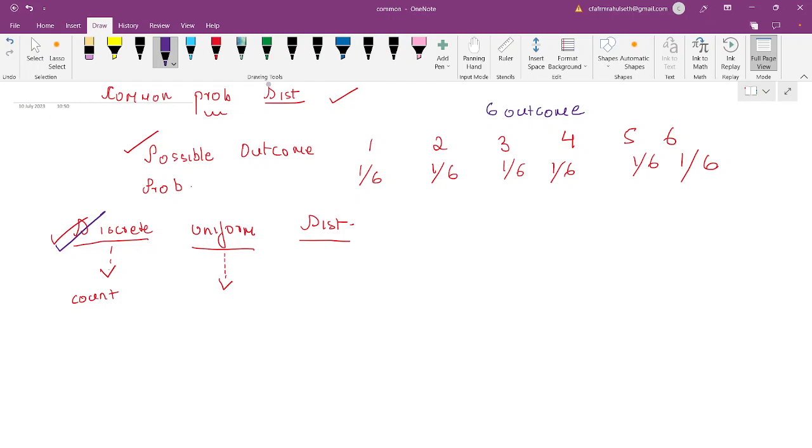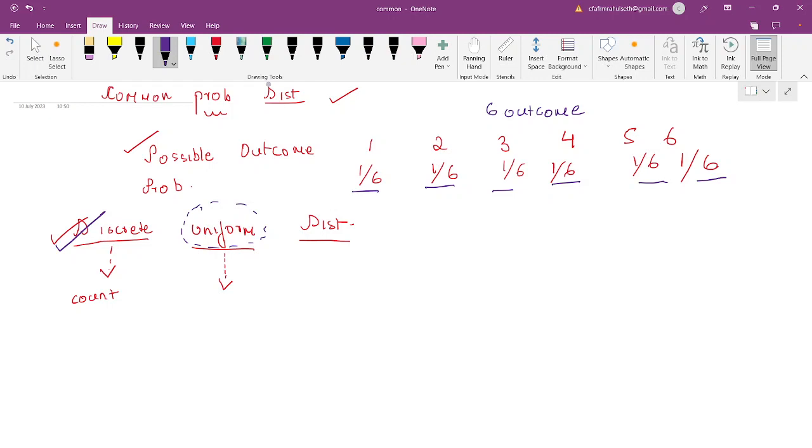and the probability of each outcome is the same. Each outcome is equally likely, so we'll also call this uniform. So this fair six-sided dice follows a discrete uniform distribution.